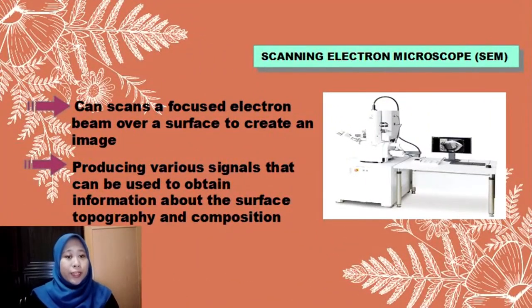The second instrument is the scanning electron microscope, or SEM. It can scan a focused electron beam over a surface to create an image, producing various signals that can be used to obtain information about the surface topography and composition.